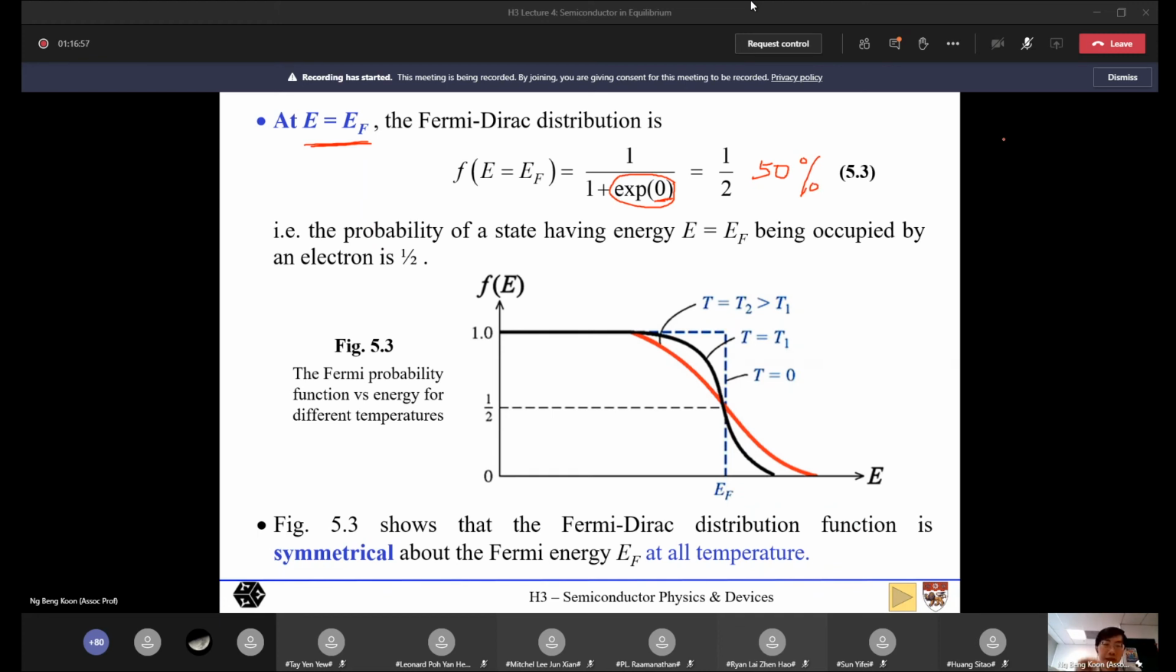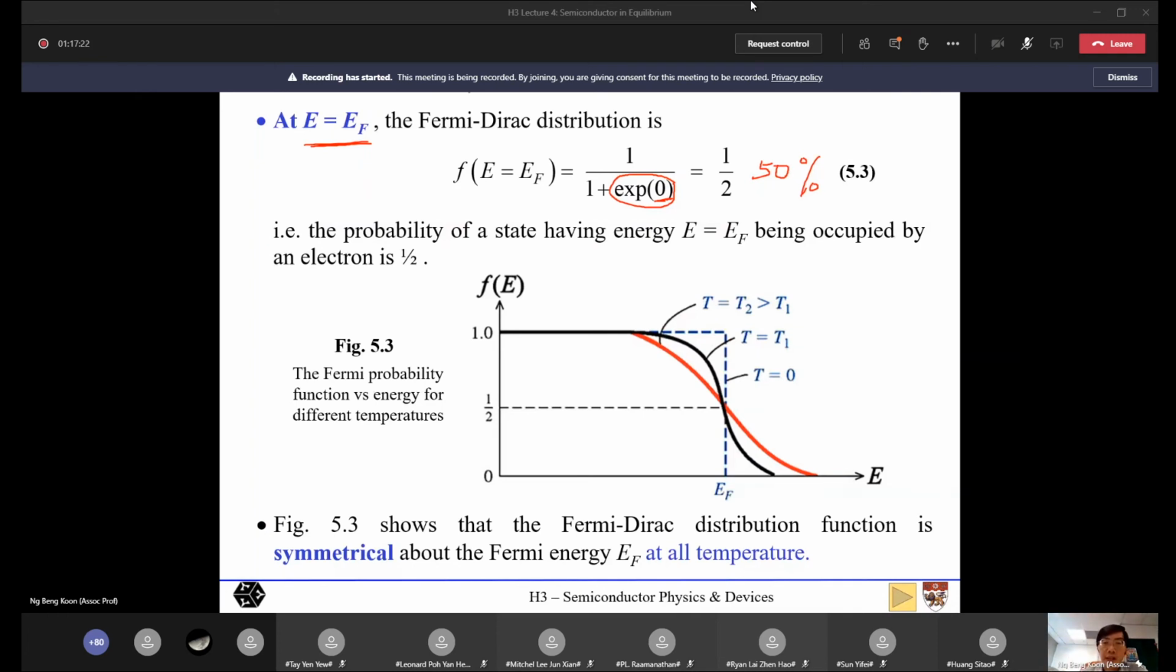So in fact, another definition of the Fermi level is the energy level in an electron system at which the chance of finding an electron there is 50%. That's kind of like a formal definition for the Fermi level. So in a way, you can think of it as a reference level where there's a 50% chance that an electron can be found there.